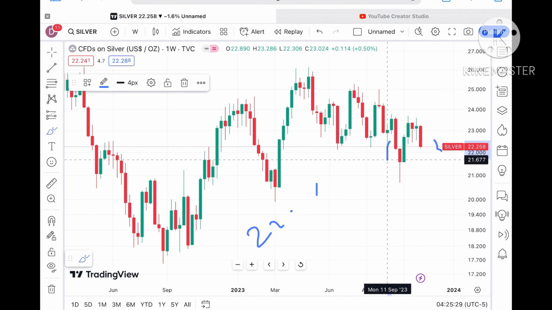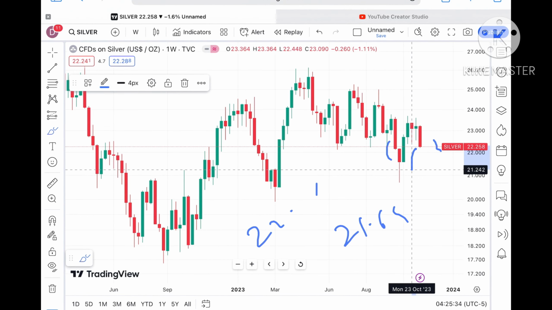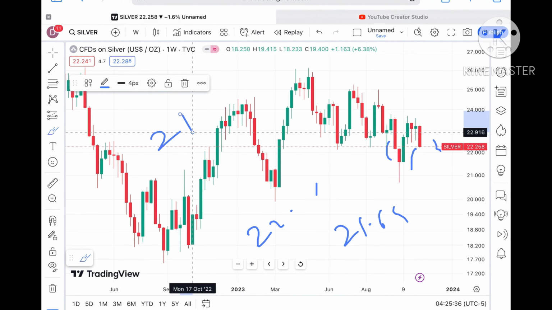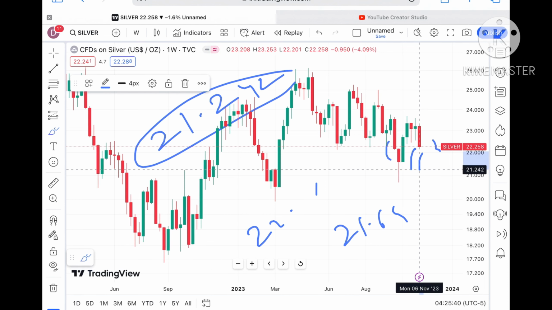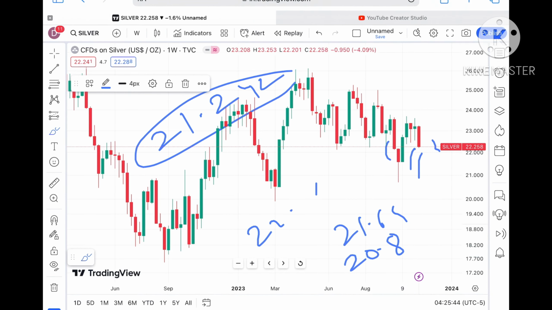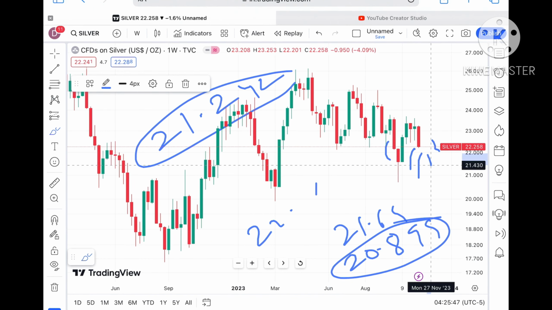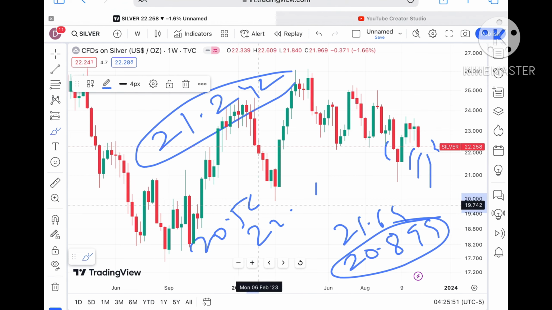If that level goes further low, then there is a probability of touching 21.697, and if it starts going further down, then a probability of touching 21.242. If it starts going below a level of 21.242, then there is a probability of going further below, and it can touch a level of around 20.899, and from there a further fall we can see towards a level of $20.505.